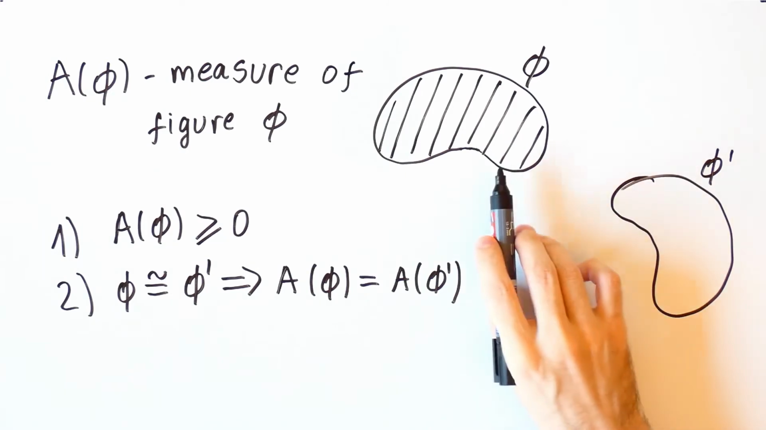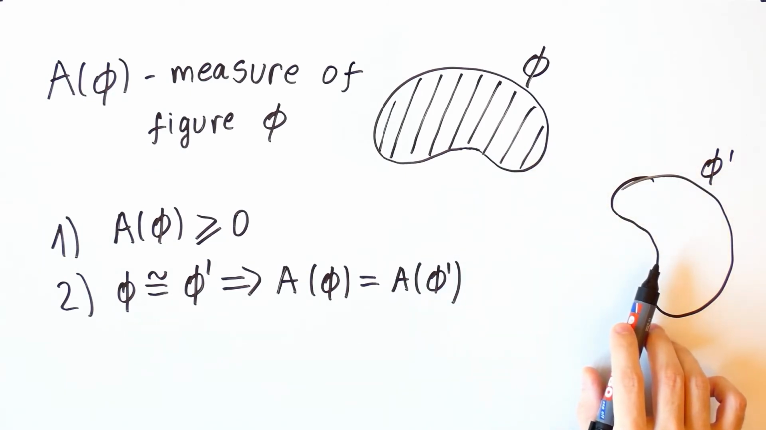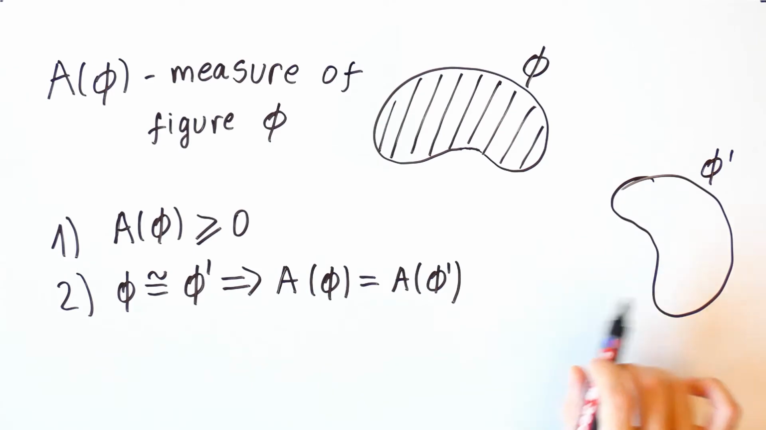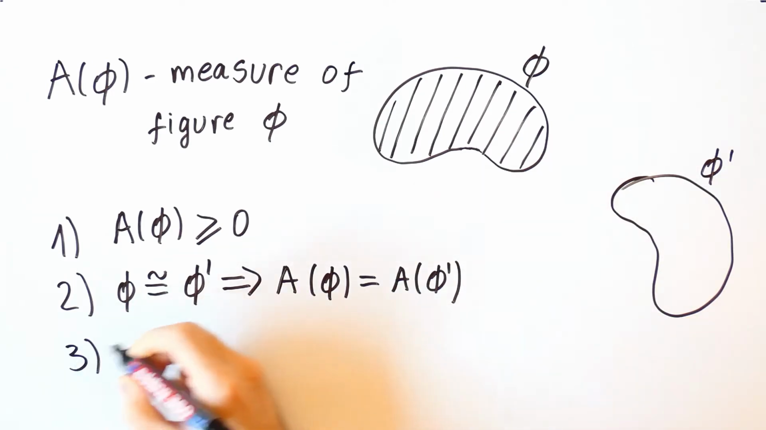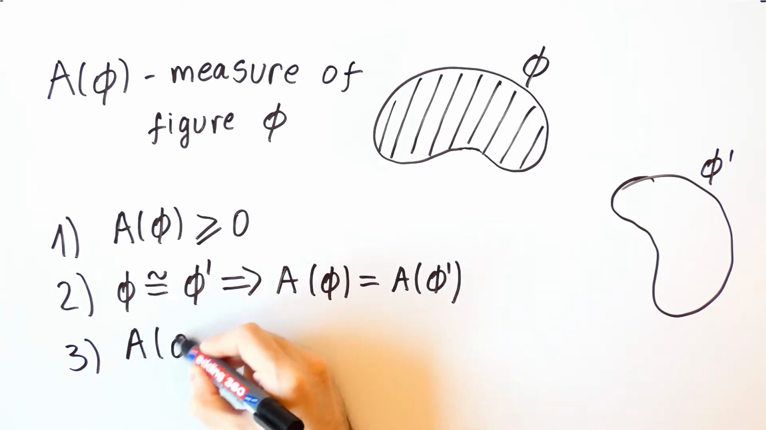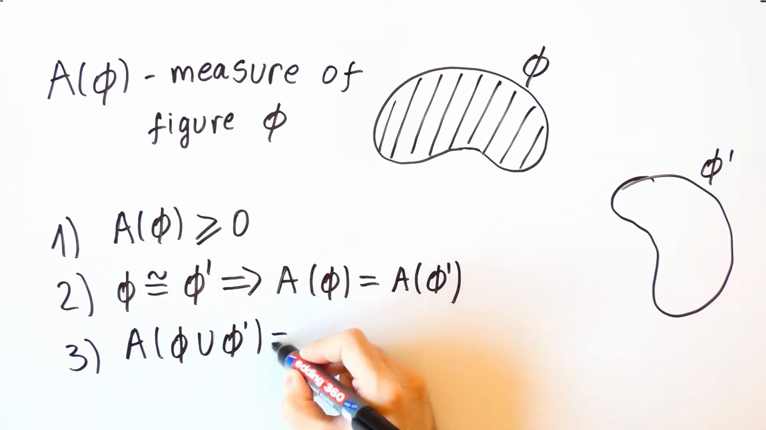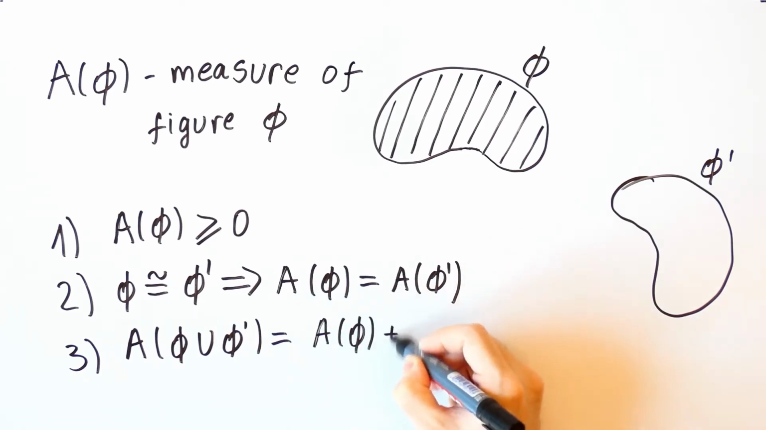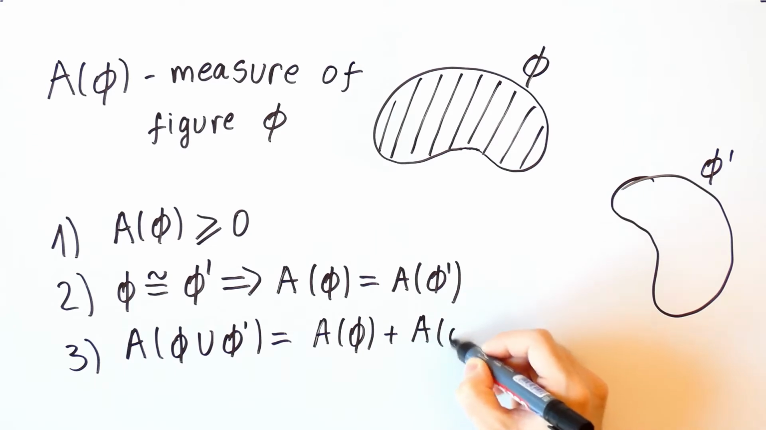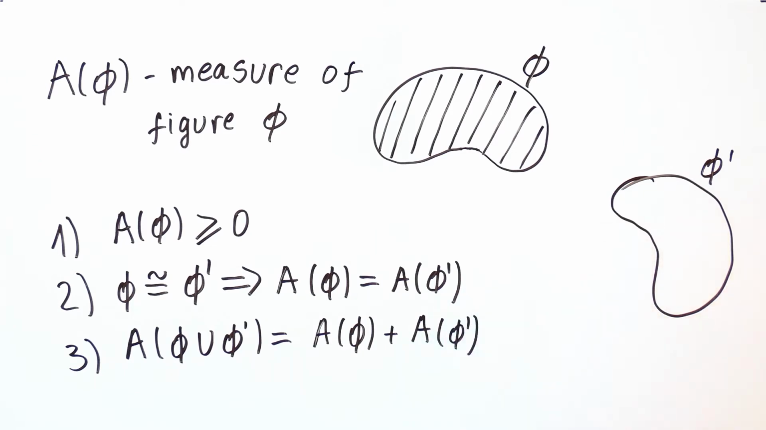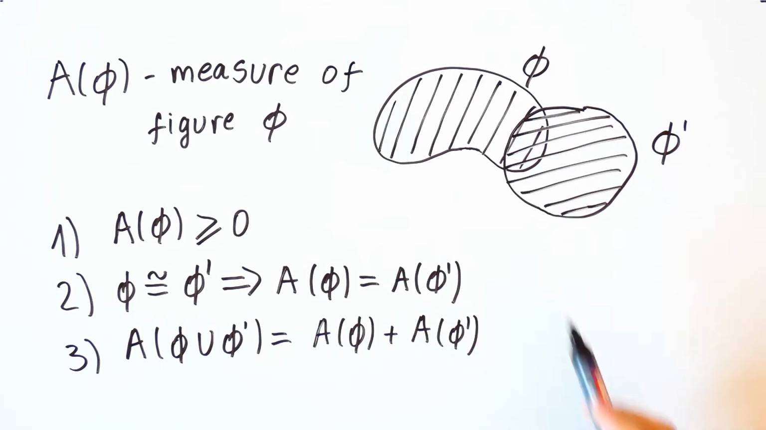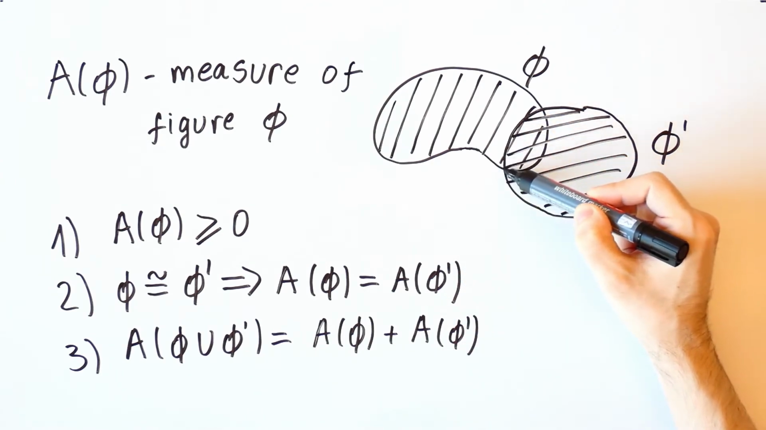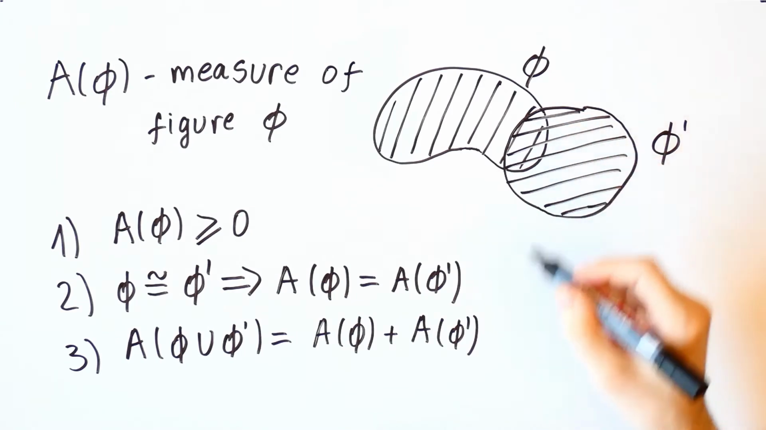Now, if we have two figures, phi and phi prime, and they don't have to be congruent, what is the area of their union? In this case, the area of their union is equal to the area of figure phi plus the area of figure phi prime. However, if phi and phi prime intersect, we counted twice the area of their intersection, so we need to subtract it.